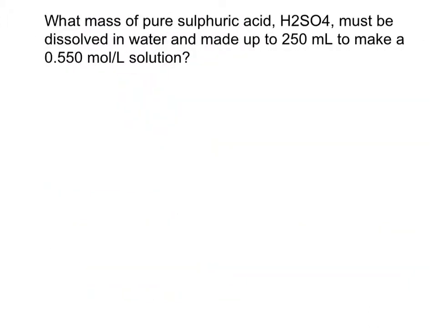In our second example, what mass of pure sulfuric acid must be dissolved in water and made up to 250 mL to make a 0.55 mole per litre solution? So in this case, we're changing the equation around a little. We already know our molarity, and we know our volume. It's in mL, so obviously we need to change that to litres. But we want to find out what the mass is.